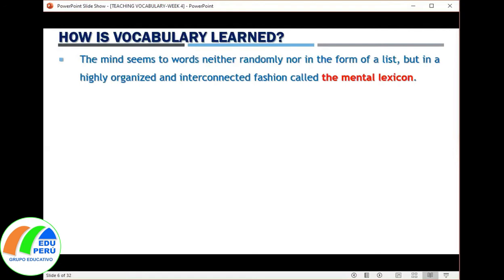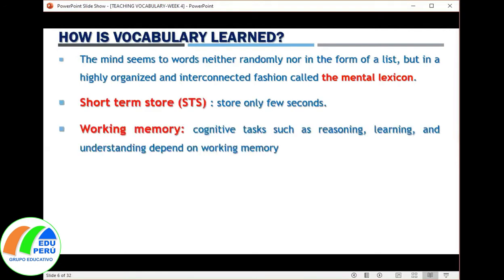Now, then we talked about these specific aspects in order to learn or remember words. We're going to use our short-term store that we use just for some seconds. The working memory, here we're going to reason, learn, understand on this part of the memory. And finally, we have the long-term memory. This is a kind of filing system. You are going to keep our words, our lexicon, the mental lexicon, for a long time.